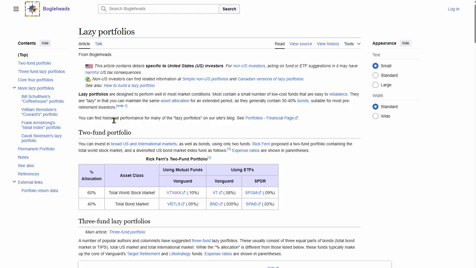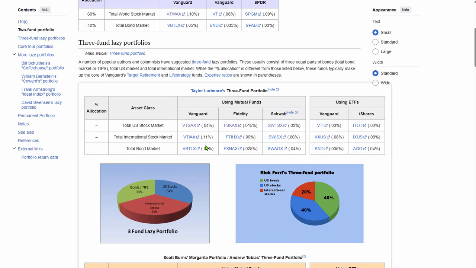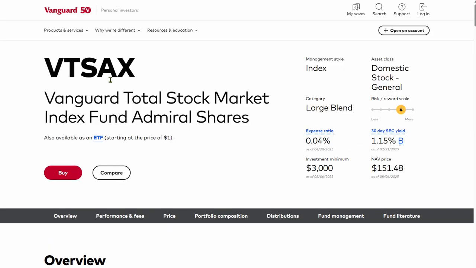On this website, it discusses the two fund portfolio, which is the total world market. I mean, that's the simplest. But we also talk about the lazy portfolio, which is the three fund portfolio. And what I like here is you can see the total US stock market, which was one of our funds. They give you the ticker for that fund in Vanguard, Fidelity, or Schwab. And they also mention ETFs, the tickers for that. So you could click on that and it will take you right to the Vanguard site where you can get more information on that particular fund.